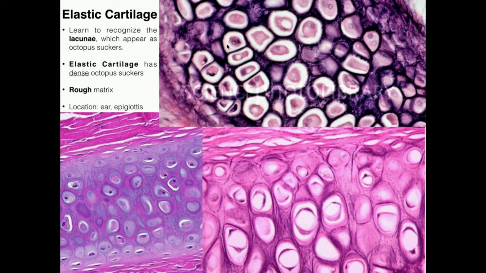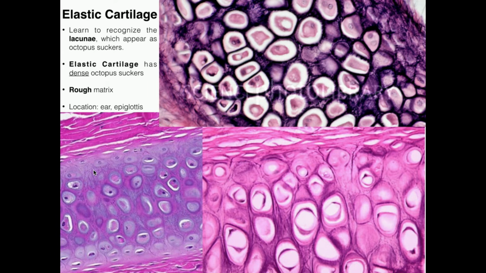All right? But the better way to tell the difference between elastic and hyaline is that in elastic cartilage, the matrix outside of the lacunae, so every space here that's not occupied by lacunae, is very rough looking in appearance. Even if you look down here, you can tell it looks like there's a lot of scratch marks. So in elastic cartilage, the matrix is a lot rougher.